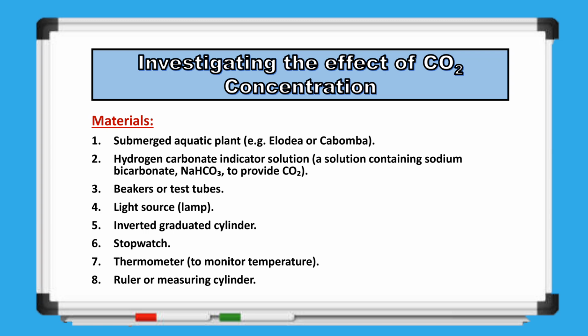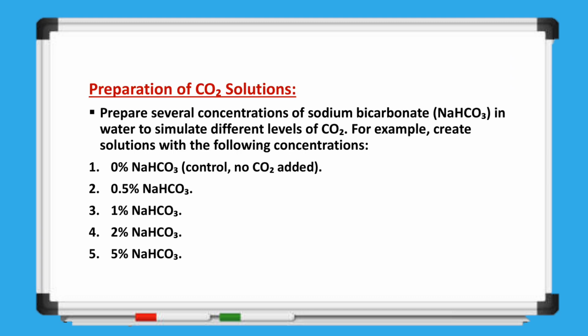We also need beakers or test tubes to hold everything, a light source to provide consistent light, a stopwatch to keep track of time, a measuring cylinder to measure the solutions, and a thermometer to make sure the temperature stays constant. Lastly, we use a ruler to keep the distance between the light and the plant the same throughout the experiment. Now let us look at how we prepare different levels of carbon dioxide for this experiment.